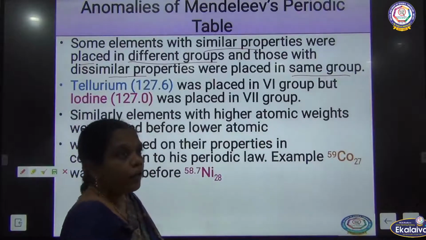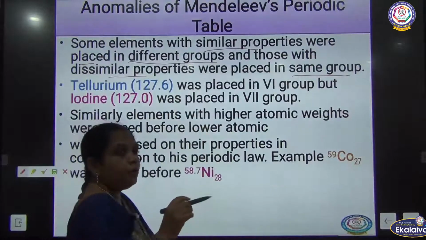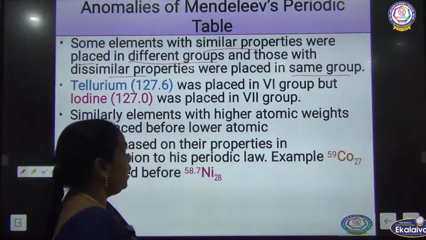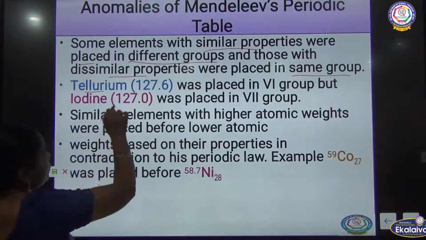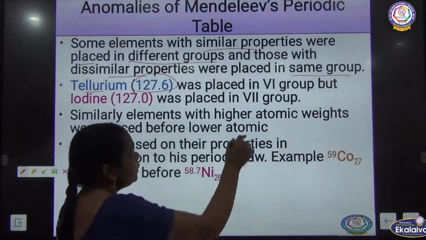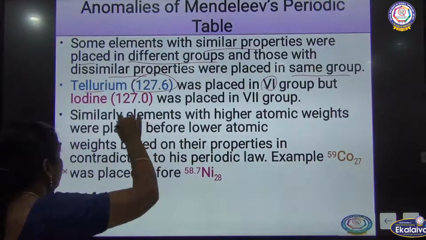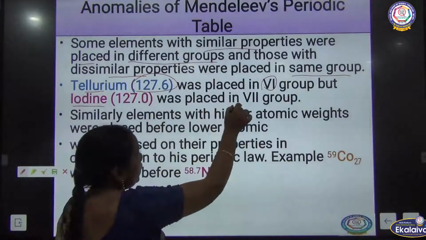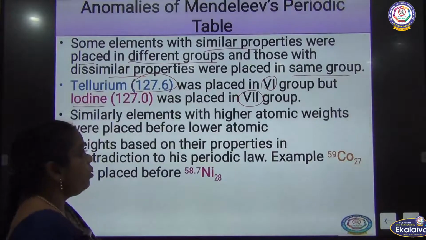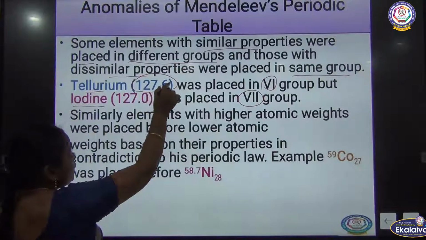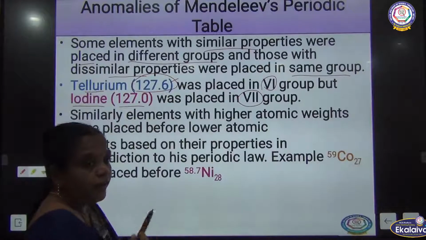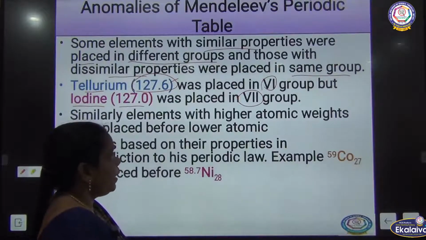So there is a contradiction here. Similar property elements cannot be placed in the same group, they are found in different groups, and elements with different properties are present in the same group. For example, tellurium. The mass of tellurium is 127.6 and it is placed in the 6th group, and iodine is 127.0 and placed in the 17th group. If you arrange the elements in increasing order of atomic mass, 127.6 is greater than 127, so the iodine should be placed first, and then tellurium placed next.